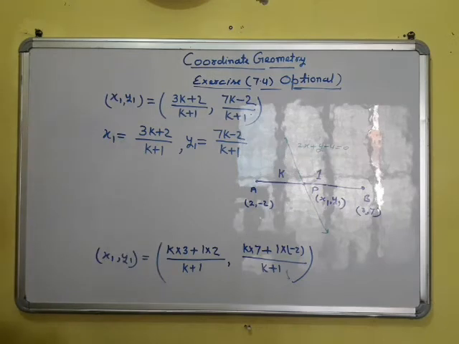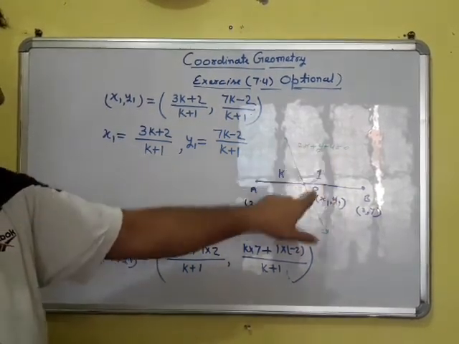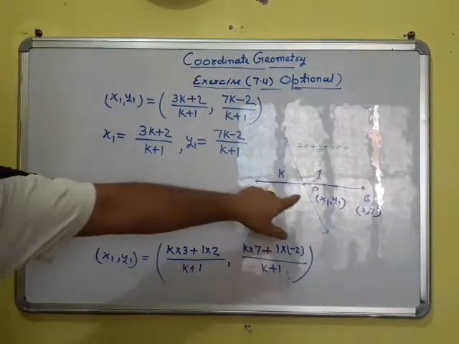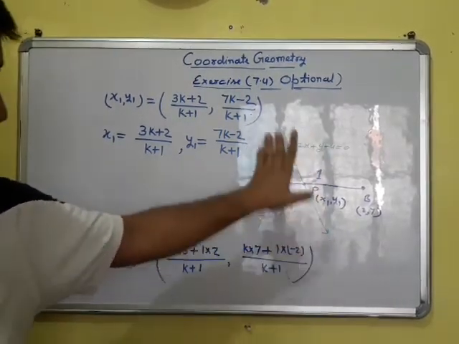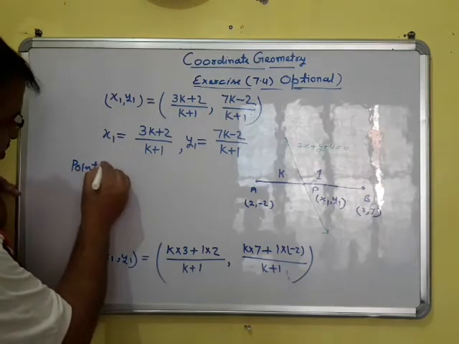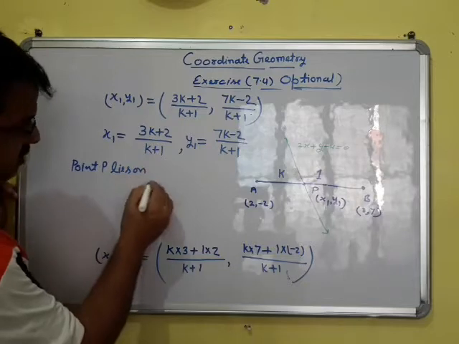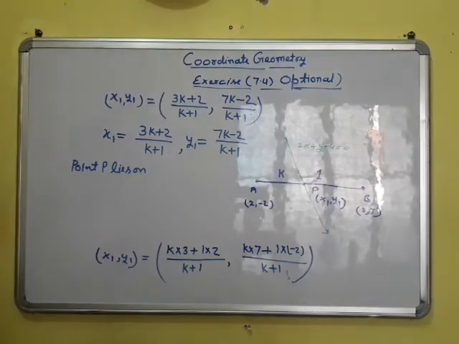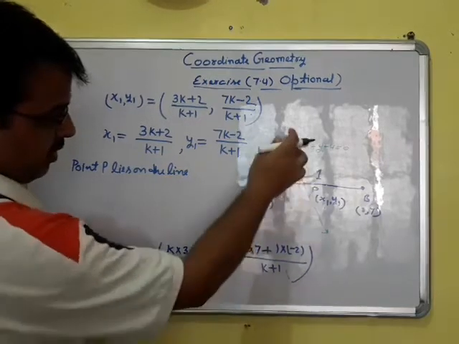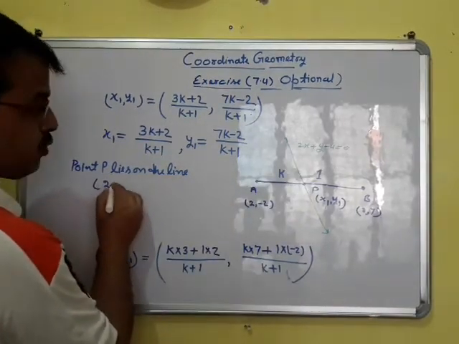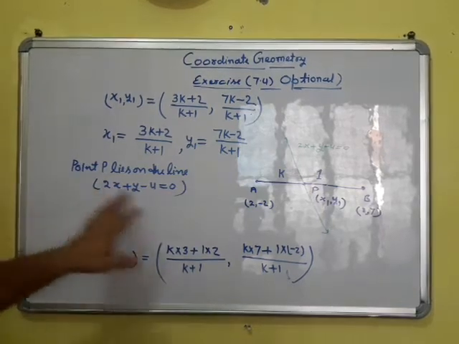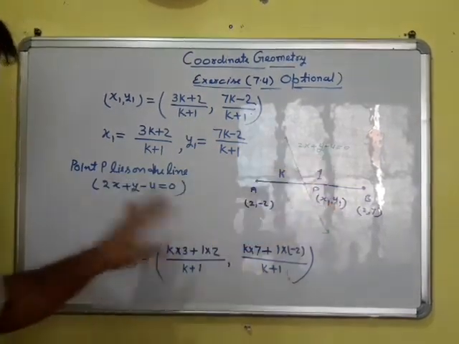Now, the point P. What is it doing here? Point P lies on the line 2x plus y minus 4. So P also lies on 2x plus y minus 4 is equal to 0. Right, point P lies on the line 2x plus y minus 4 is equal to 0. Clear?